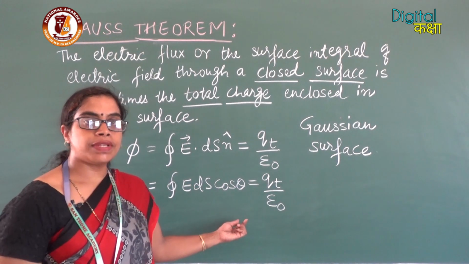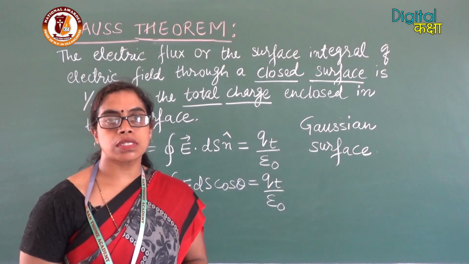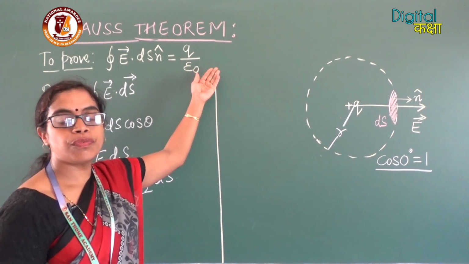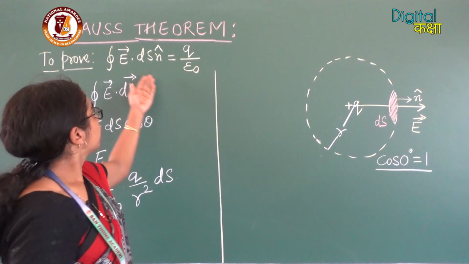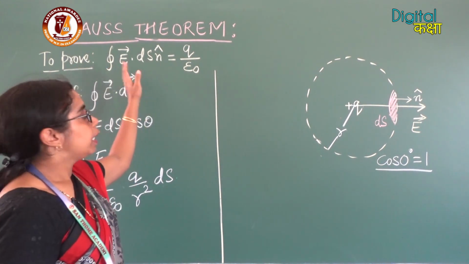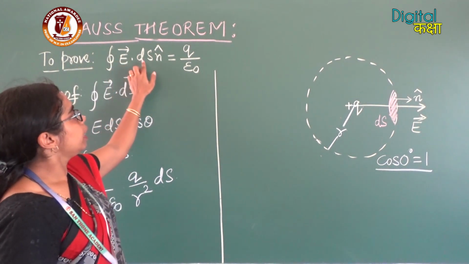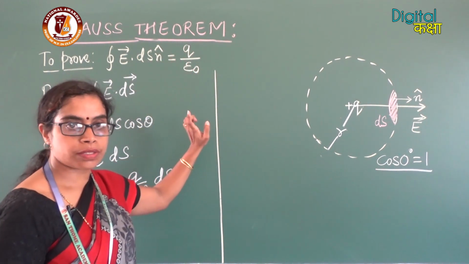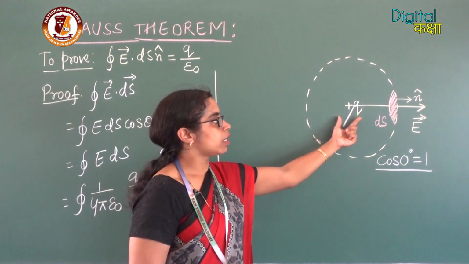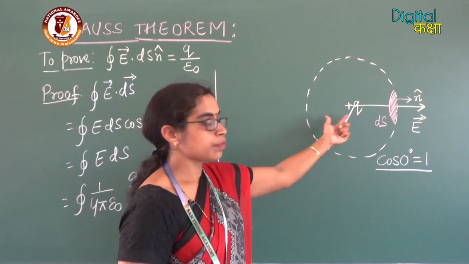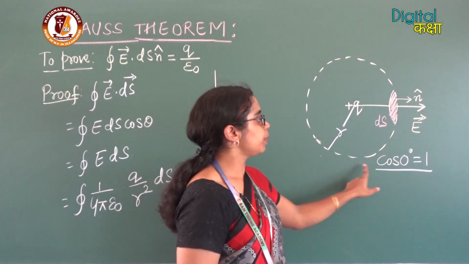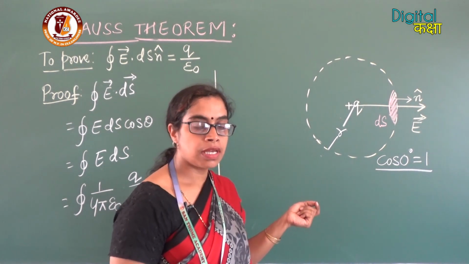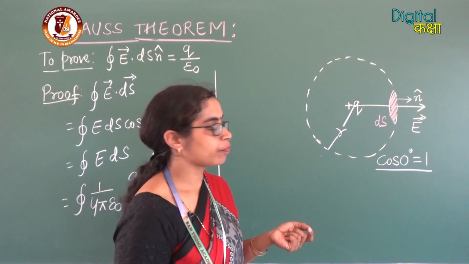Now further, we will see the proof of the Gauss theorem. Students, let us understand the proof for Gauss theorem. In this case, we have to prove integration of vector E dot ds n cap is equal to q upon epsilon naught. Let us understand the diagram. Q is the charge and this is a sphere of radius r, which is denoting the Gaussian surface, and it is spherical in shape.